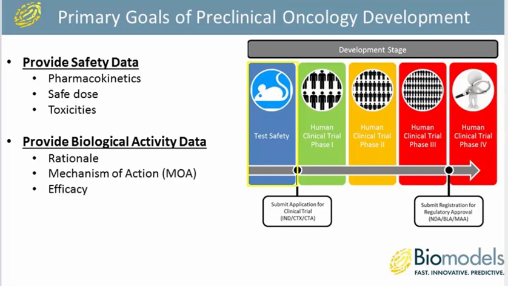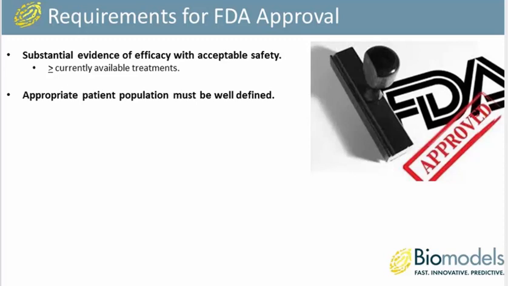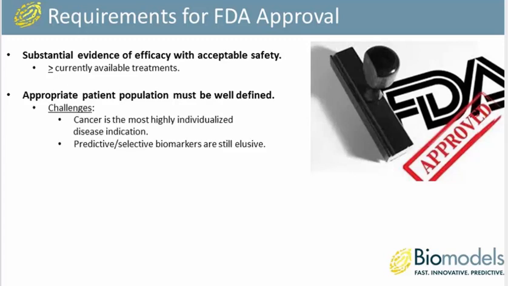And this not only stretches from the preclinical stage, but also into the clinical stage, and I'll talk more about that as we move forward. But we need rationale, we need mechanism of action, and we need efficacy. And for FDA approval following the clinical phase, we need substantial evidence of efficacy with acceptable safety. It's got to be greater than or equal to currently available treatments. And we need to have an appropriately defined patient population that is likely to benefit.